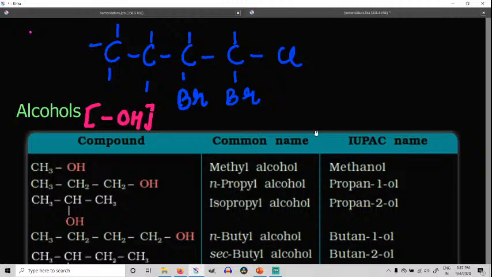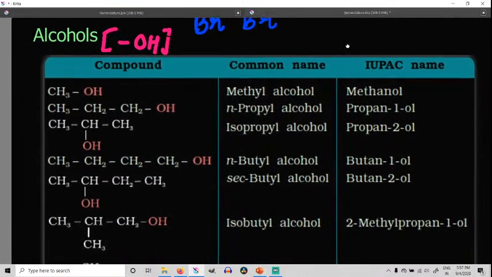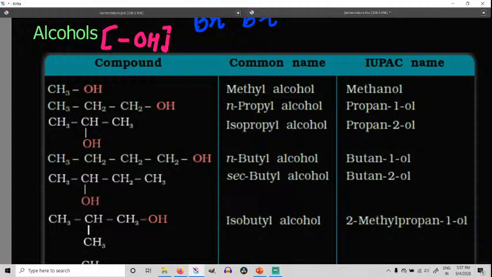Okay. Now how to give IUPAC name for alcohol? Alcohol is identified by this: OH attached at the end of the chain. Okay. And it can be attached anywhere. It is not a terminal functional group. Okay. This can be attached anywhere. Understood or not understood?